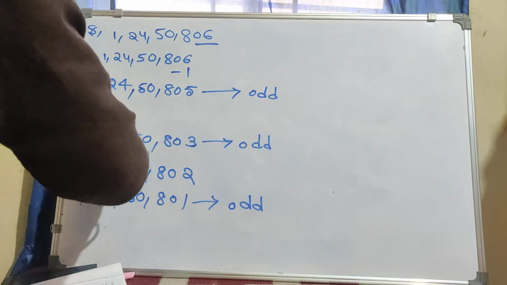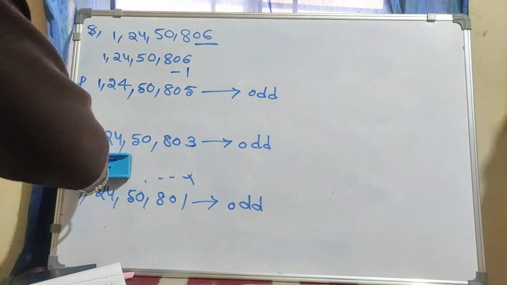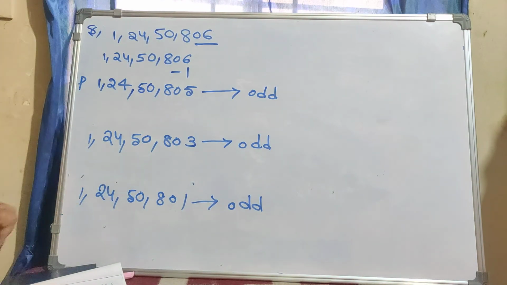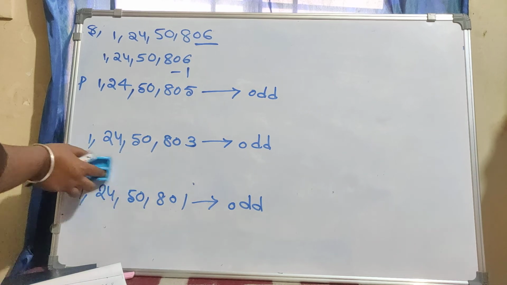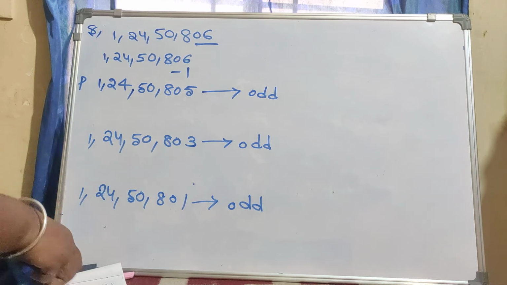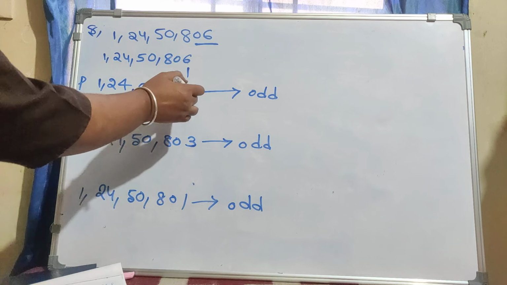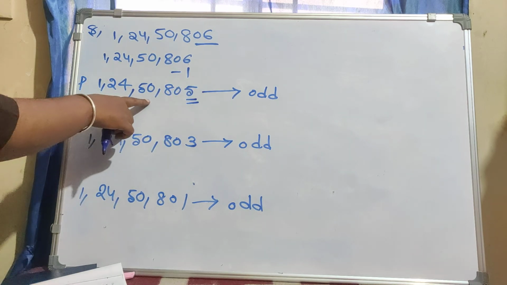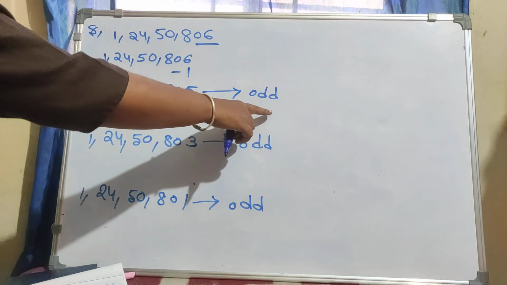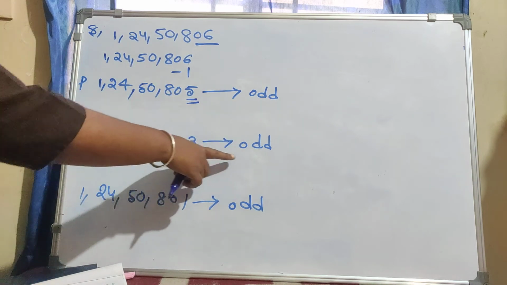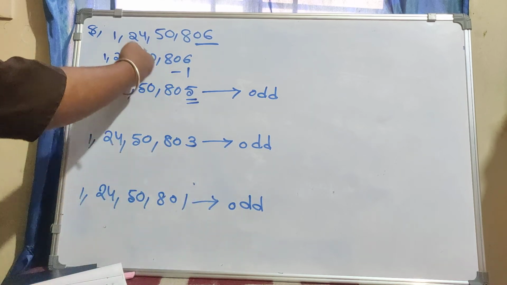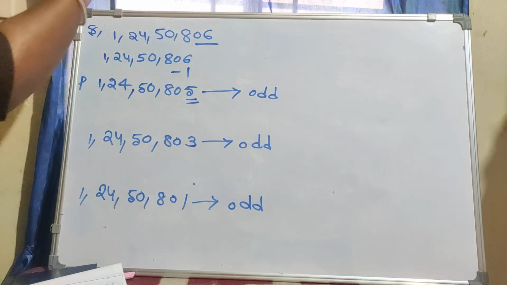Why did I tell you the division rules in the last session, did you understand, guys? If you know the division rules, you will understand which number is completely divisible by 2 and which number is not. 1 crore 24 lakhs 50,805 is the first odd number, 803 is the second odd number, 801 is the third odd number, which are preceding the given number.